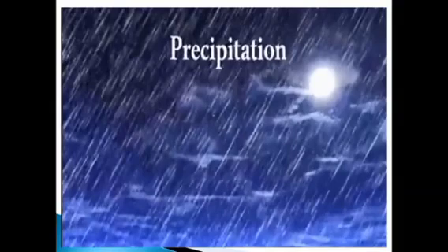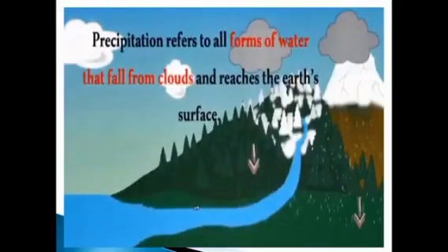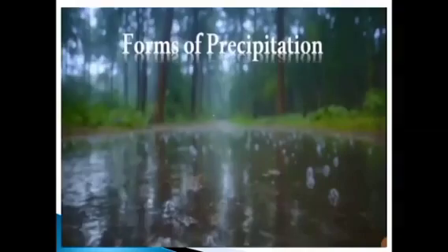So, the third main component in the water cycle process is precipitation. So, what is precipitation? Precipitation refers to all forms of water that fall from clouds and reach the earth's surface. Next, we are going to see forms of precipitation.